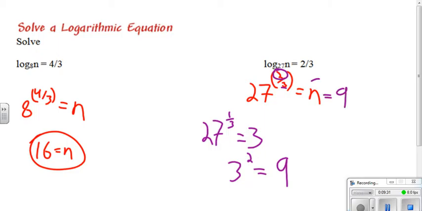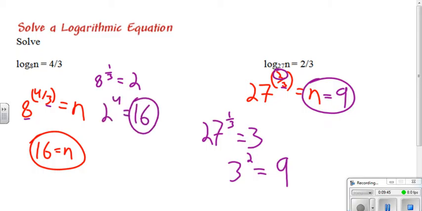n equals 9. So if we want to go back and explain this one, cubic root of 8 is 2. 8 to the 1/3 equals 2. 2 to the 4, that's where we got that 16 from. So do it on your calculator, or you can figure it out on your own.